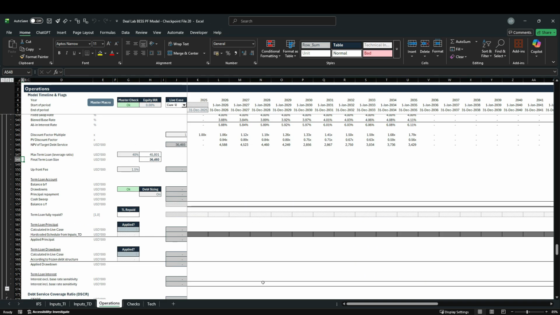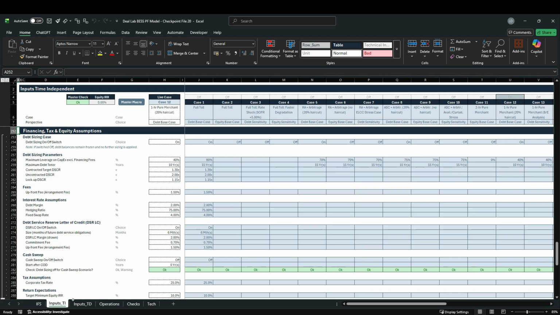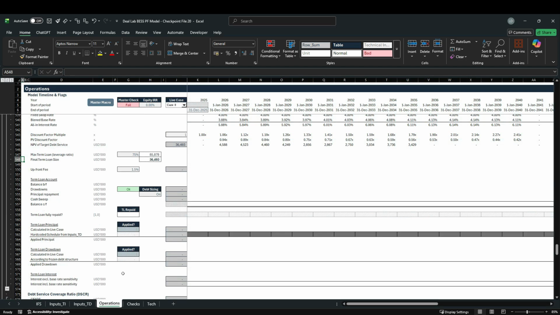Now let's jump back to the checkpoint file from our previous modeling lesson. And the first thing we will do is select a different case, because right now we are in a fully merchant case. And let's select case 8 for this lesson, which is going to be a mix of contracted and merchant revenues, so we can see better how the debt sizing shakes out under such a structure.